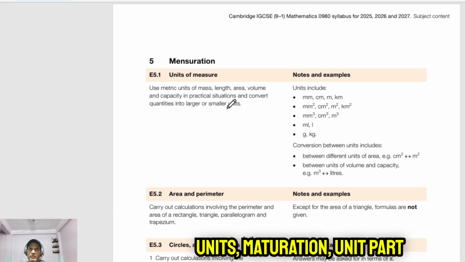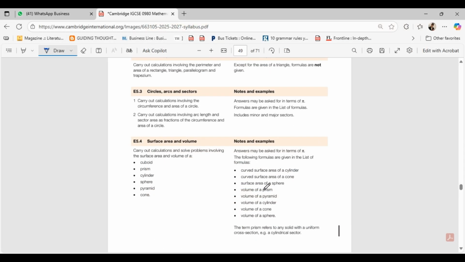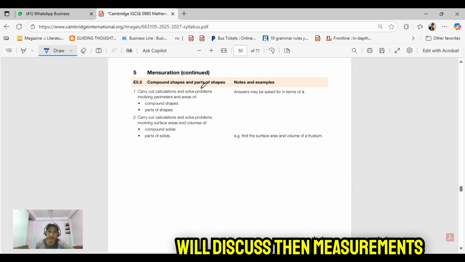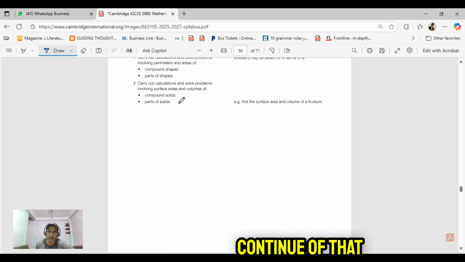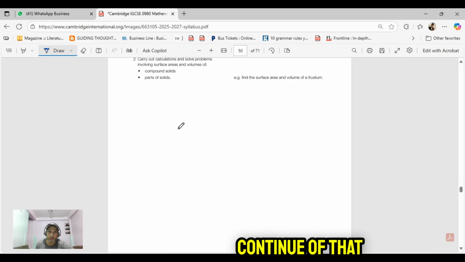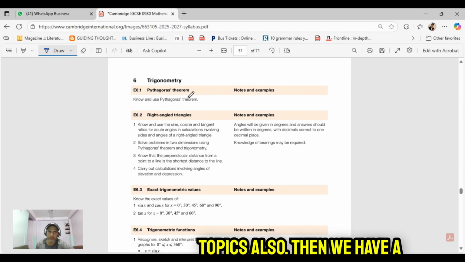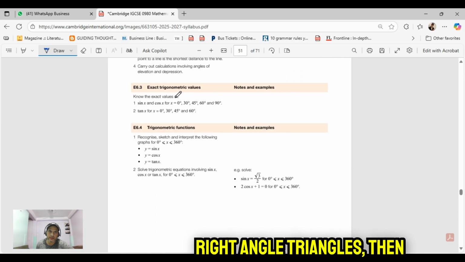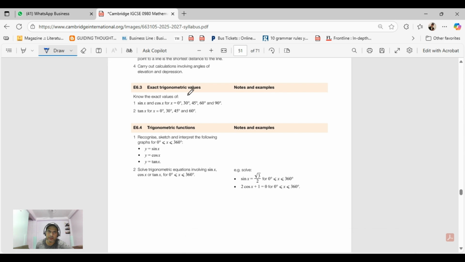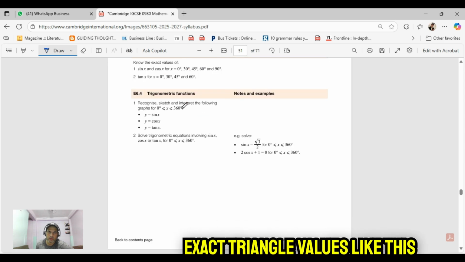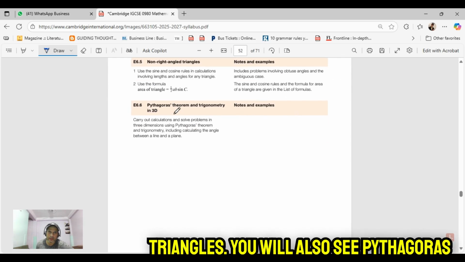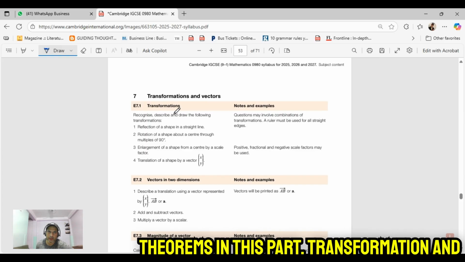Then units, mensuration, unit part, circles. And then surface area we will discuss. Then measurements continue with those topics also. Then we have trigonometry and Pythagoras theorem, right angle triangles, then exact trigonometric values, like these triangles. Then non-right angle triangles, we will also see Pythagoras theorem in this part.